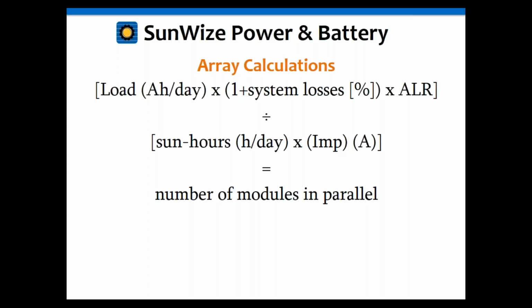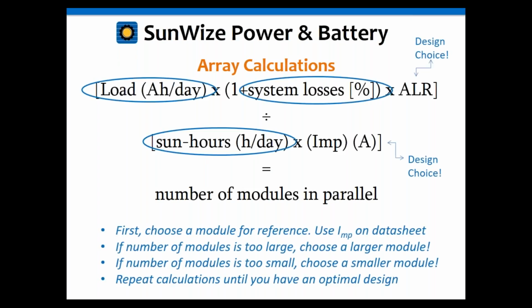So let's just briefly go through that example here. Let me just highlight a few more things. The maximum power point current, that Imp, is your selection. You may want to go through a couple of iterations. If you're finding you have a whole lot of modules in parallel, you may want to go to a bigger module. If you've gone to too big a module, you want to try a smaller one, perhaps, if you've got a smaller load. And of course, as I mentioned before, that array to load ratio is dependent upon the critical nature of your load.